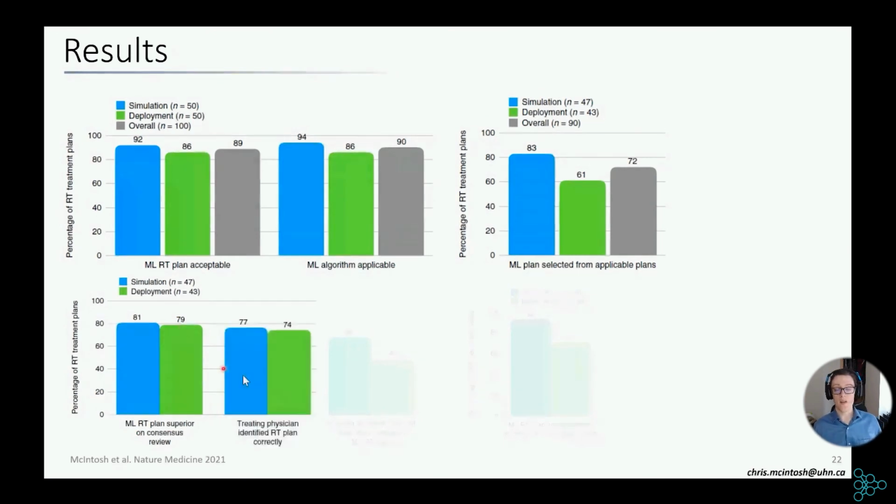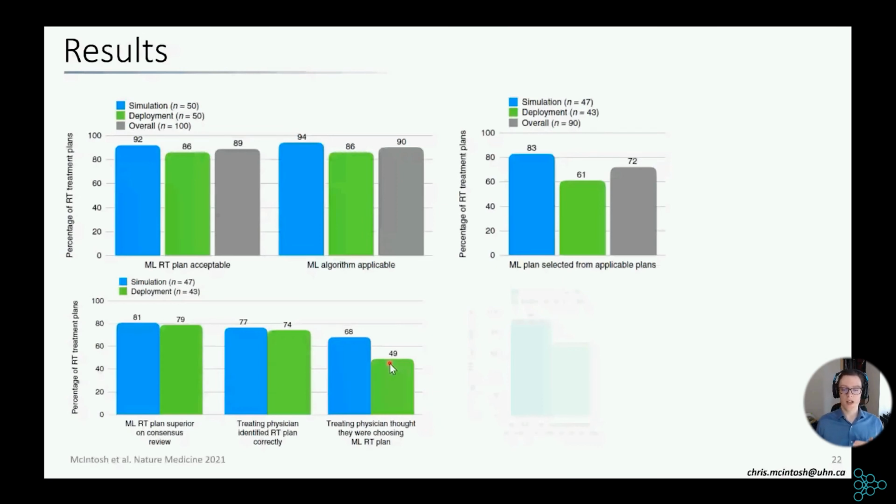So we figured the machine learning is consistent across the two phases. We looked at the ability of the treating physician to identify the machine learning plan between the two phases, and they remain consistent as well, at 77 versus 74% respectively. So that's their Turing test. And then we looked at whether the treating physician thought they were choosing the machine learning plan. And that drops from 68% to 49%.